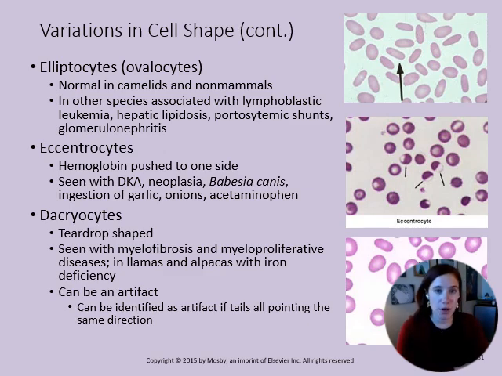Dacryocytes are going to be teardrop shaped. They're seen in myelofibrosis or fibrosis and myeloproliferative diseases. We can see these in llamas and alpacas with associated iron deficiency. Though keep in mind, dacryocytes might not be anything to decry about because it could be an artifact. It can be identified as an artifact if the tails are all pointing in the same direction. So with dacryocytes, don't decry about it.